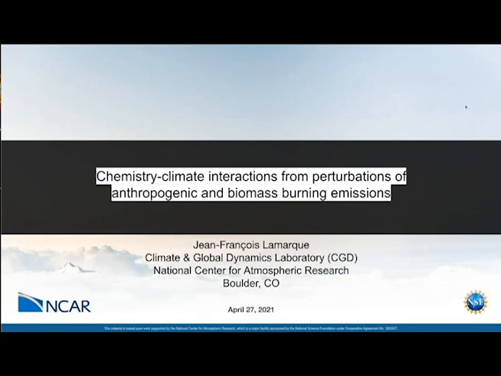Our speaker today is Jean-Francois Lamarque, the Director of the Climate and Global Dynamics Laboratory at the National Center for Atmospheric Research. And today he's going to talk about chemistry-climate interactions from perturbations of anthropogenic and biomass burning emissions.